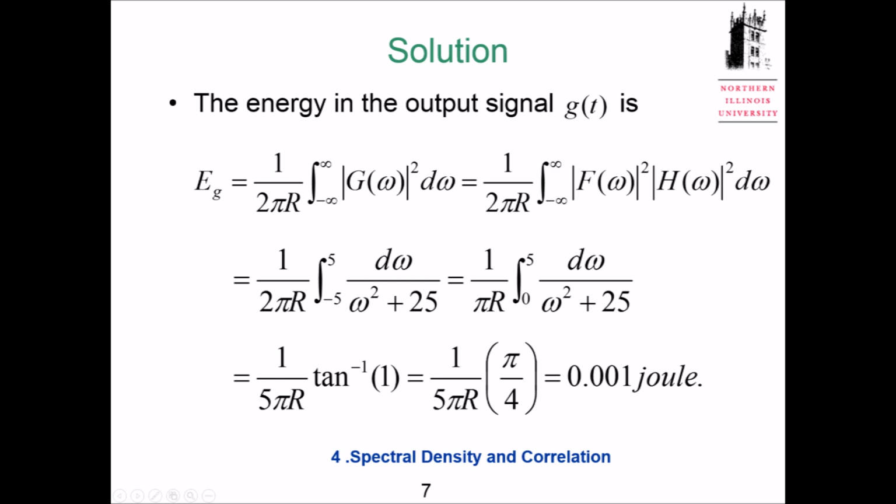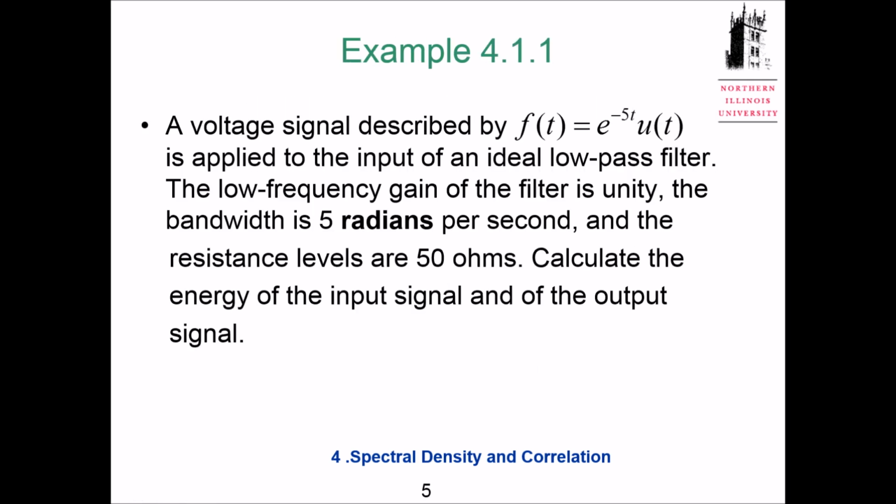How did you know that H omega looked like that? Like how did you immediately do that? Because the problem told us. My system is an ideal low-pass filter with a gain of 1, and the bandwidth is 5 radians per second. So I know it's a low-pass filter, the cutoff frequency should be 5, and my gain is 1. So it's from the question.